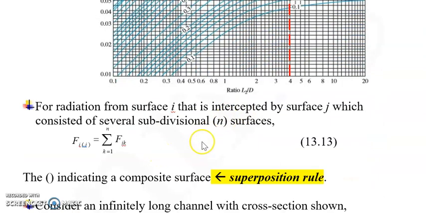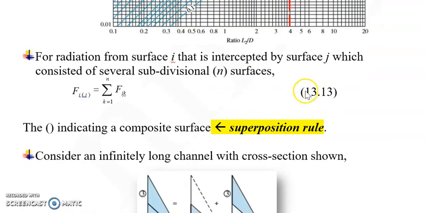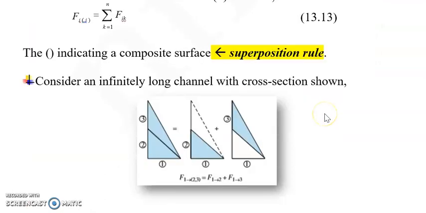For radiation from surface i that is intercepted by surface j, which consists of several subdivided surfaces, we have the 13.13 superposition rule. So here, I think this diagram clearly describes what's meant by superposition rule. Like you have an infinitely long channel with cross-section as shown. So the view factor from i to j is just the summation of view factor of 1 to 2 plus 1 to 3.